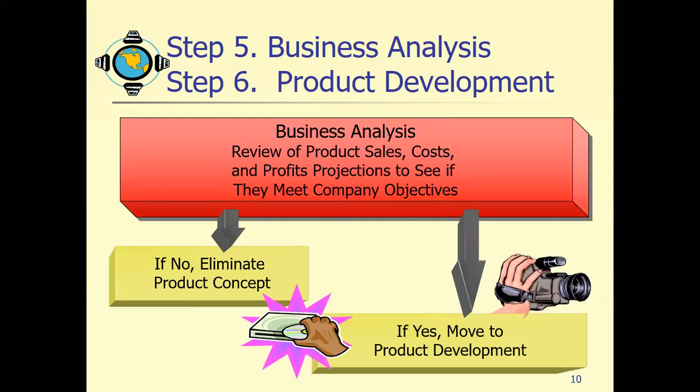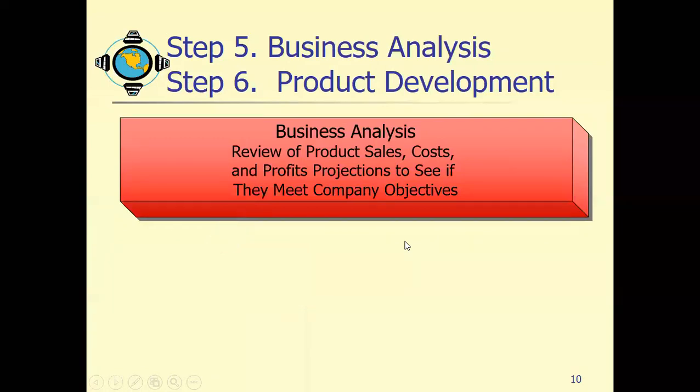So then you have to go for business analysis and product development, two steps together. So what is business analysis? Business analysis is review of product sales, cost and profits projection to see if they meet company objectives. So in business analysis, you have to just calculate your sales, cost and profit projection.